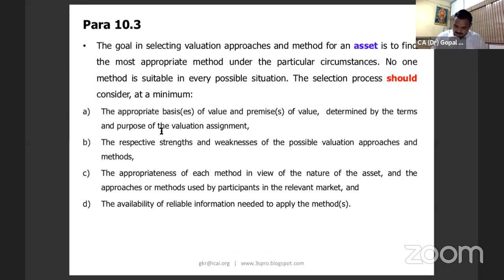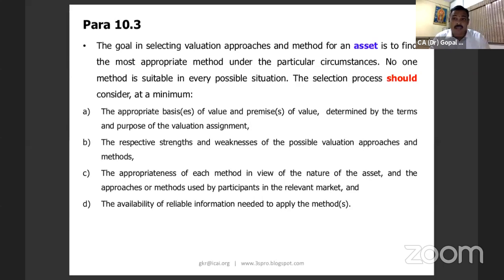Then 10.3, I want you to focus on the selection process should consider at the minimum. So please look at this. The goal in selecting valuation approach. So which approach I will select? I'll select market approach. I'll select income approach. I'll select cost approach. Which approach I will select? The goal in selecting approaches and method for an asset is to find the most appropriate method under the particular circumstance.